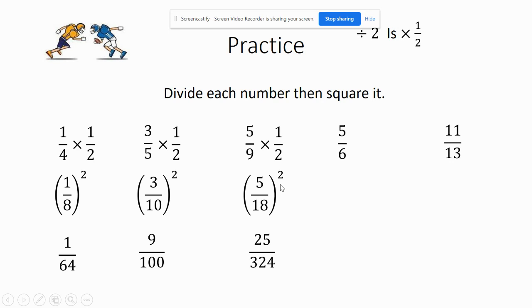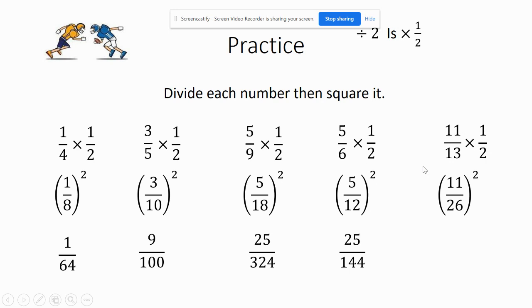Now, before I go any further, do you notice a pattern here? What do you notice about these fractions when I multiply by 1/2? The numerator did not change. The only thing that changed was the denominator doubled. So you mean I could keep this as 5/12? Yeah, because the 6 is going to double, and now I can square the 5/12. So this one here, the 11 will stay the same, and 13 will double to 26. Exactly. Which then makes 121 over 676.